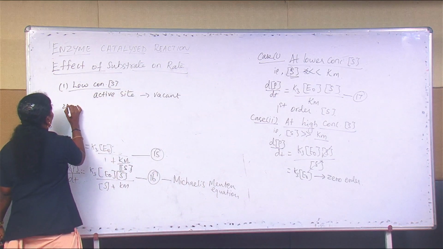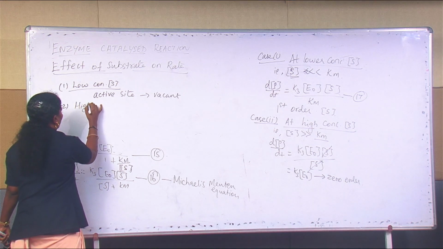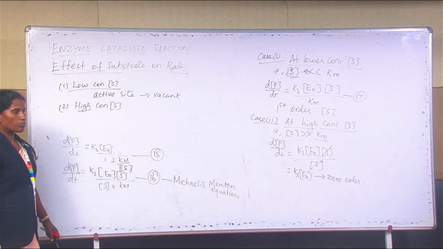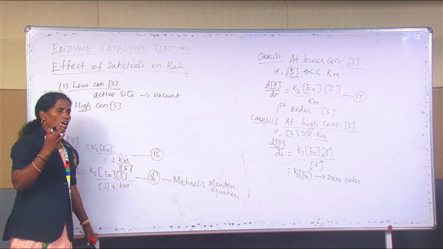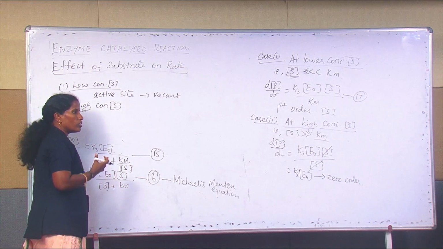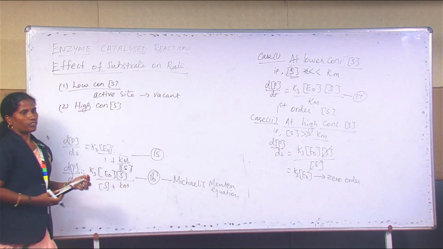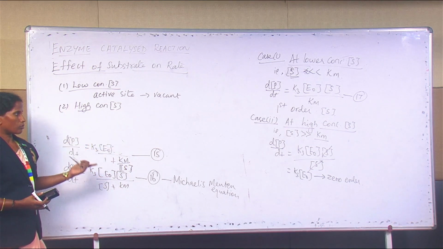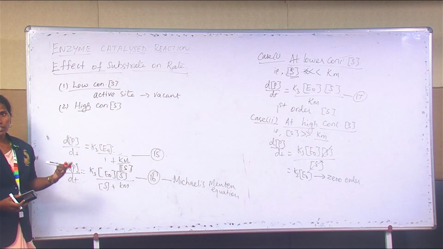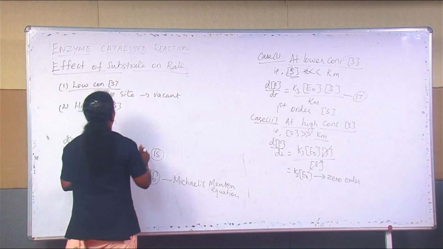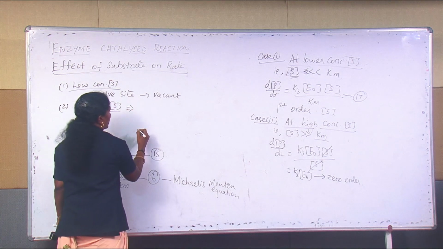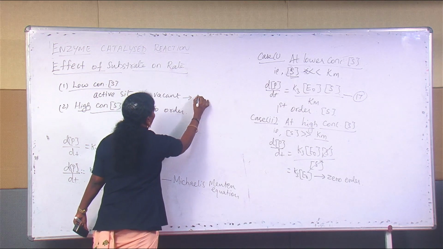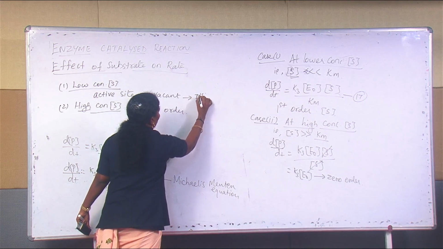The second one, at high concentration of the substrate, the vacant sites are already occupied. There is no free space left in the active sites. So further increasing the concentration of substrate makes no change in the rate of the reaction. So at higher concentration of substrate, the reaction rate is zero order. At lower concentration, it follows first order.